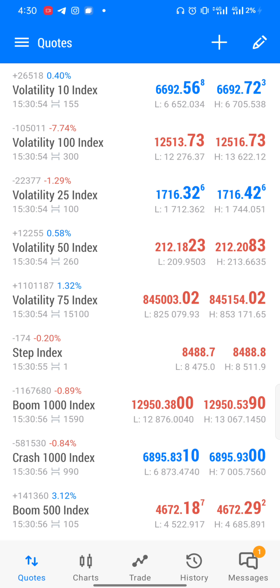So let's see how we can trade the Crash 1000 Index without losing your funds. This is a very nice strategy that I'm going to show you right now, and as you all know, just follow the rules to make money for yourself.